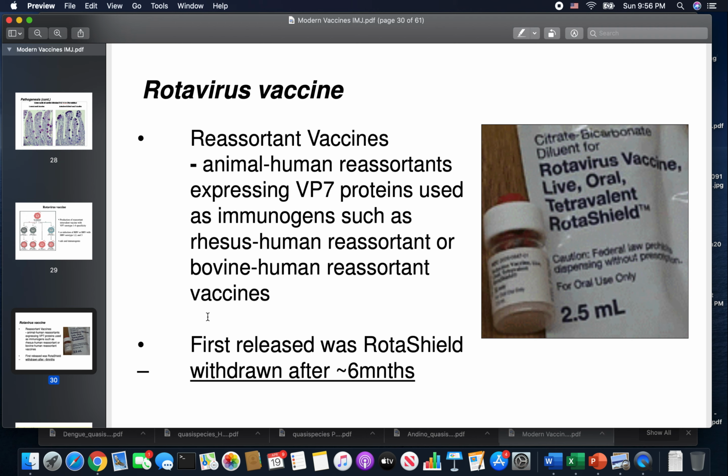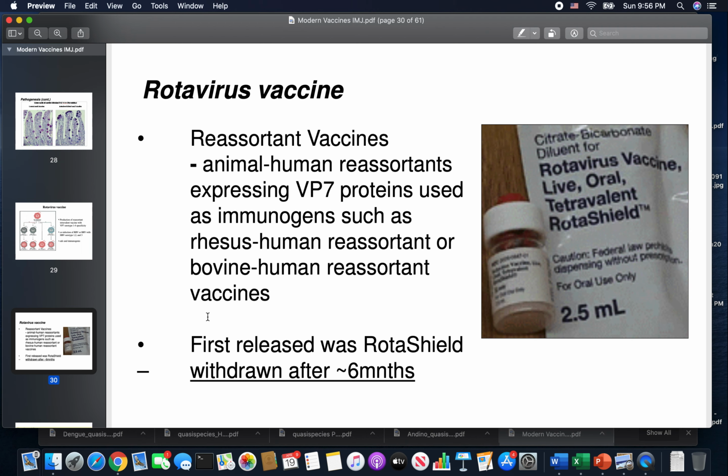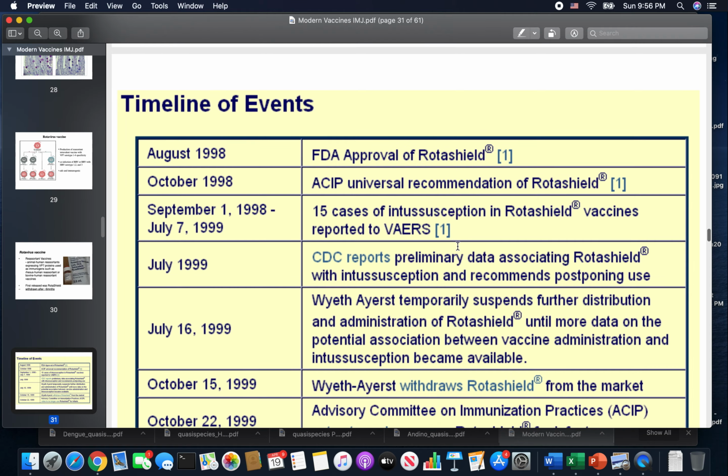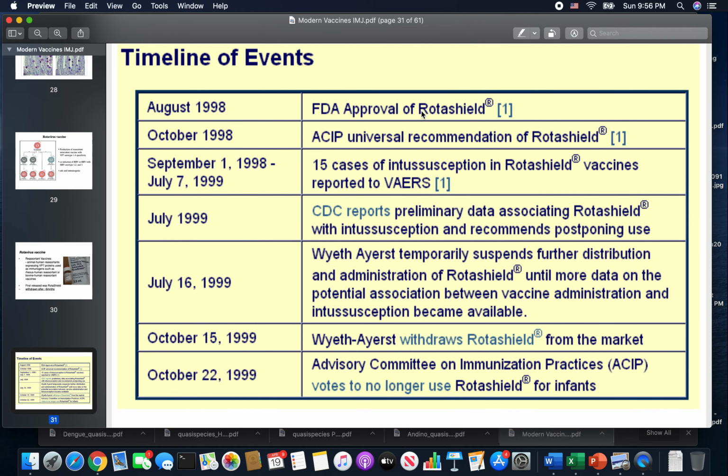The first that was released was called Rotashield, and it was withdrawn after about 6 months. Here's one of the original packets, and let's go look at why. So here's our timeline. FDA approves it. They've done their tests. Everything seems all right. It gets universally recommended for use. So that's great. We're going to get this out to people.